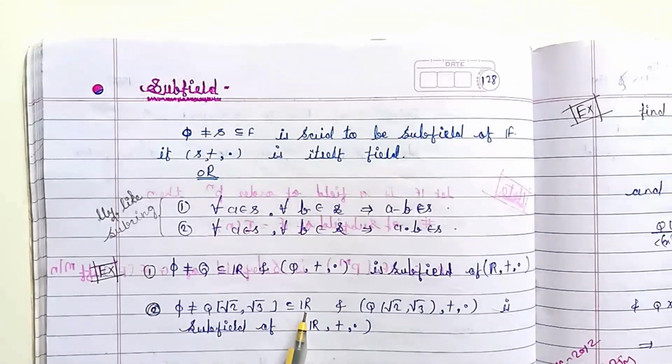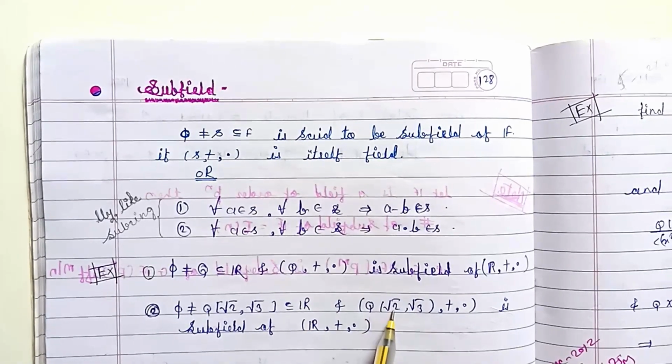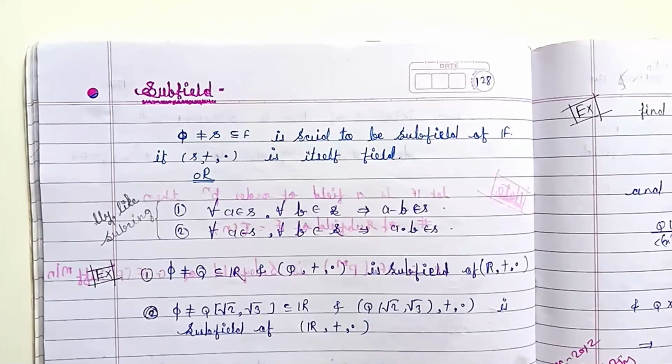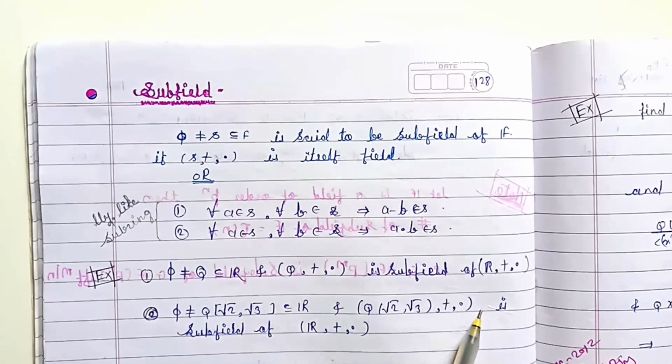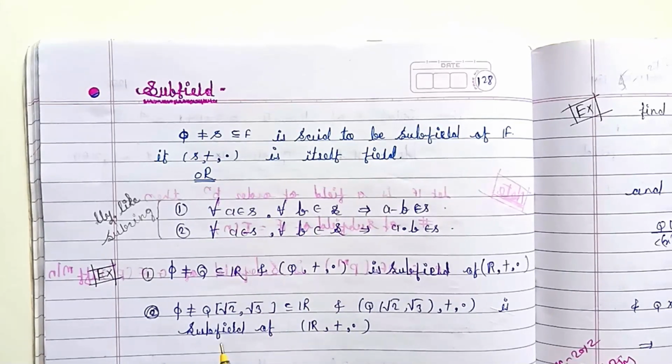Q of root 2, root 3 is a subset of R, and it is a non-empty subset of R. We know that Q of root 2, root 3 under addition and multiplication is itself a field. Since it is a field, our definition holds here, so we say that it is a subfield of R under addition and multiplication.